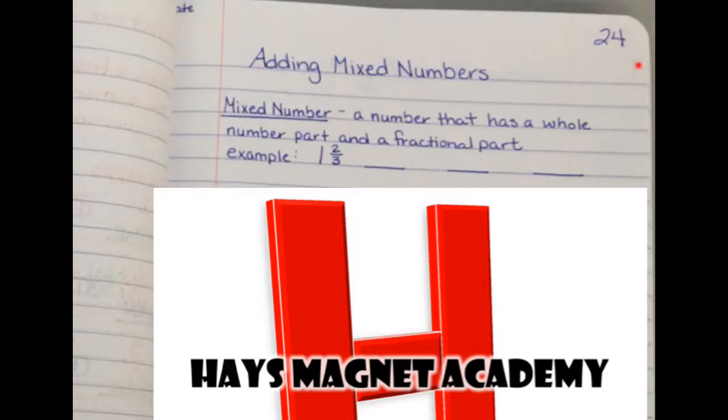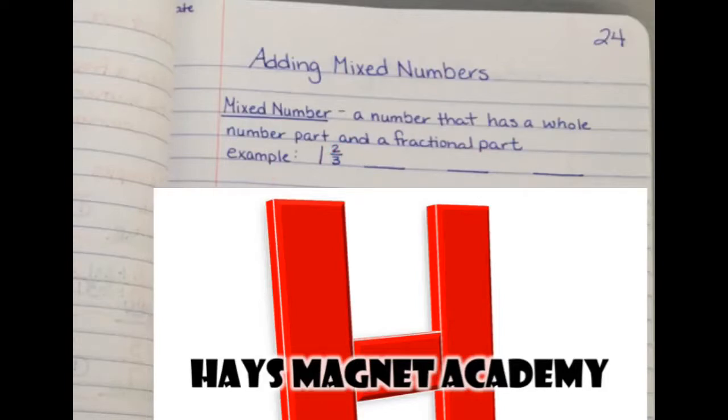If you'll turn to page 24 in your math notebook, be sure you write the date over in the corner, and our title is Adding Mixed Numbers. First off, we need to know what a mixed number is. A mixed number is a number that has a whole number part and a fractional part.